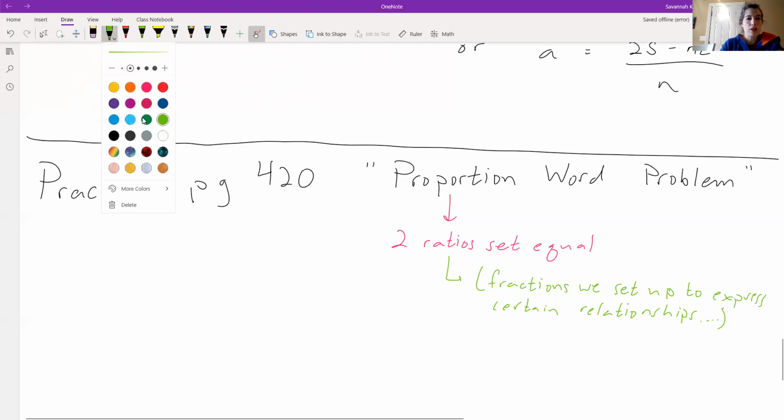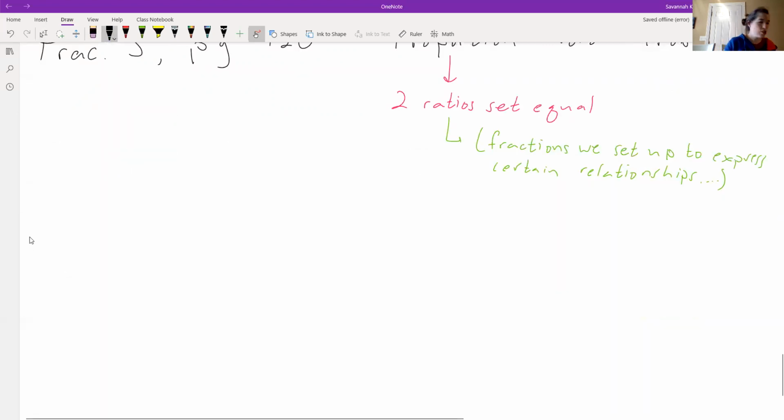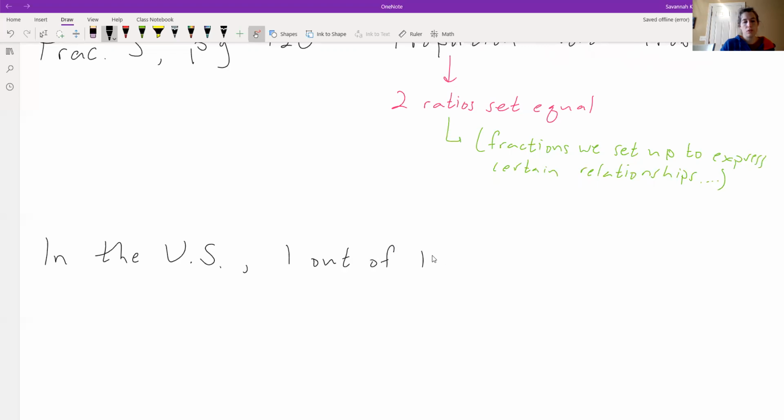All right, so now that we've gotten to the true word problems, unfortunately, that means I have to put some words on the page here. So selecting only the words that are really important. So in the US, 1 out of every 12 homes is heated by fuel oil, they call it.